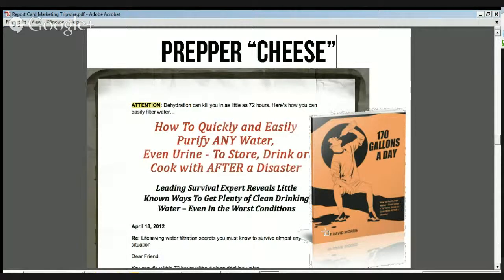Okay, here's a pretty cool one too. This is one where I'm actually going to take this idea and implement it with some of the stuff we're doing with Angel Investors Network. They basically had a whole course for preppers on how to prep for disasters and hurricanes and all the different stuff. Well, they took out just one piece of the course, which happened to be how to purify any water, even urine, store, drink, and cook after a disaster.